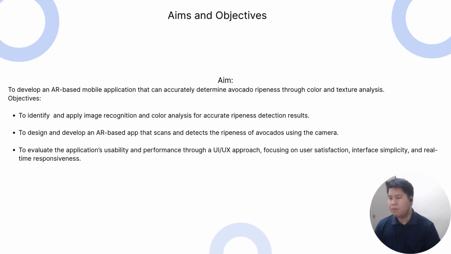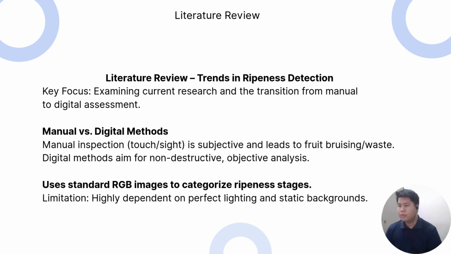The objective is to develop an AR-based mobile application that can accurately determine the ripeness of an avocado based on color and texture; to apply image recognition and color analysis for accurate ripeness detection results; to design and develop an AR-based app that scans and detects the ripeness of avocado using the camera; and to evaluate the application's usability and performance through an AI approach, which focuses on user satisfaction, interface simplicity, and real-time responsiveness.